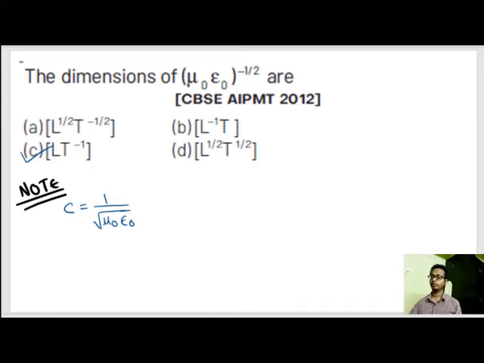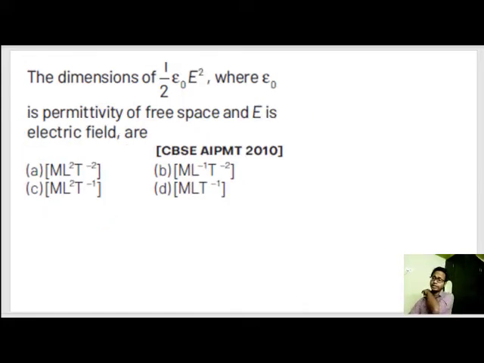So now we'll move on to the next question. The dimension of half epsilon naught into E square, where E is the electric field and epsilon naught is the permittivity of free space. I told you all to remember 5 formulas: charge, resistance, volt, inductance. These are all important. Current is a fundamental unit, so you don't have to remember that.